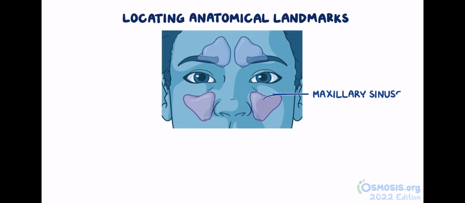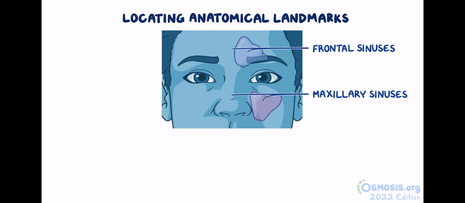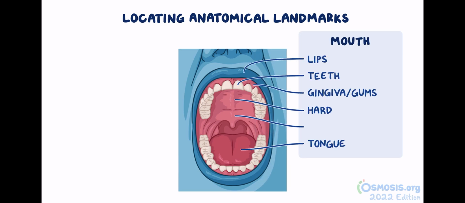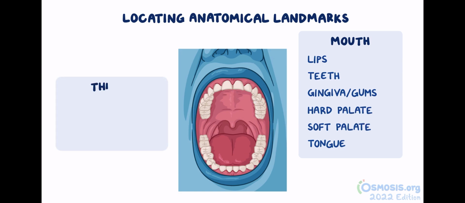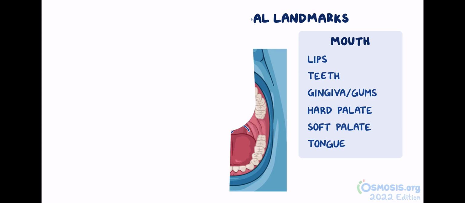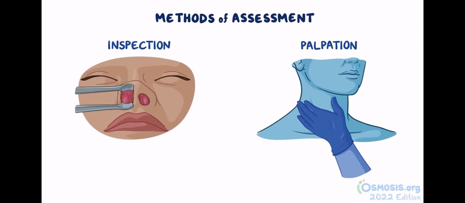The maxillary sinuses are located on either side of the nose within the maxillary bone, while the frontal sinuses are within the frontal bone on the lower part of the forehead. The landmarks of the mouth include the lips, teeth, gingiva or gums, tongue, and the hard and soft palates, whereas the landmarks of the throat include the tonsillar pillars, posterior pharynx, and the uvula. The methods of nose, mouth, and throat assessment include inspection and palpation.